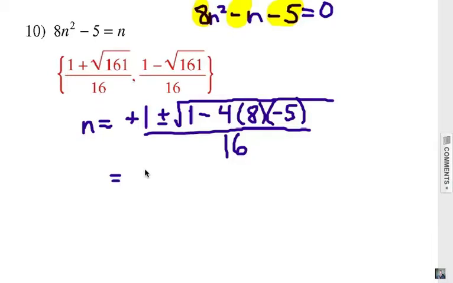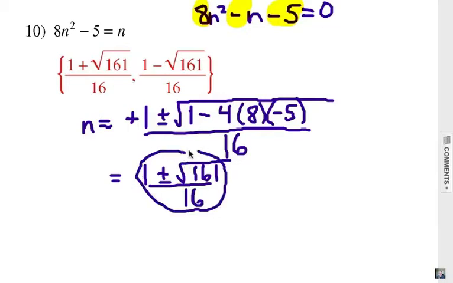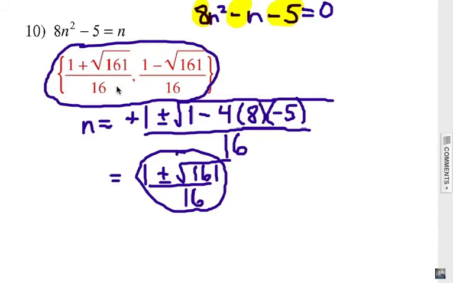So we'd have 1 plus or minus the square root of, now this happens to be 160 and it's positive, so total of 161, all over 16, and you could leave your answer in that form right there using the plus or minus, or you can separate it out and put it in set notation as you originally saw when we started this problem. So messy answer, but that's the answer for the quadratic using the quadratic formula.